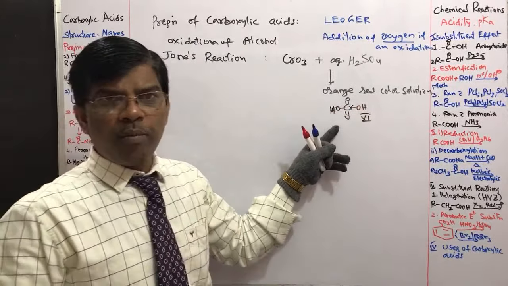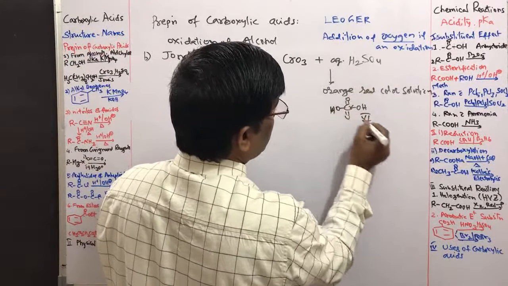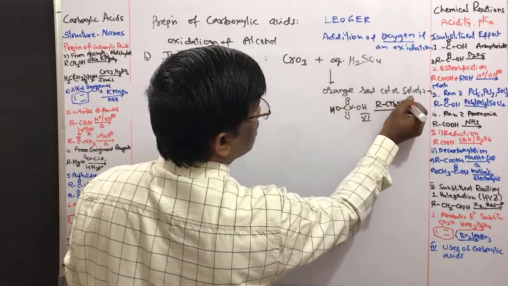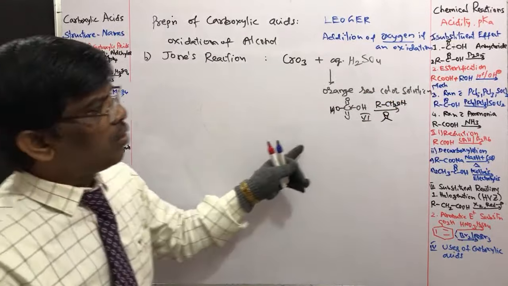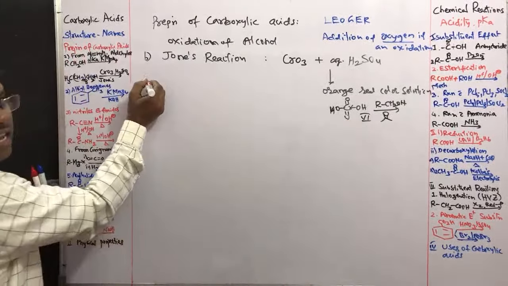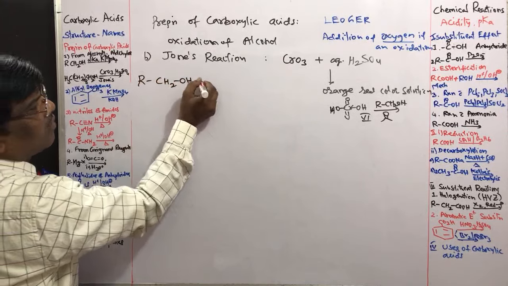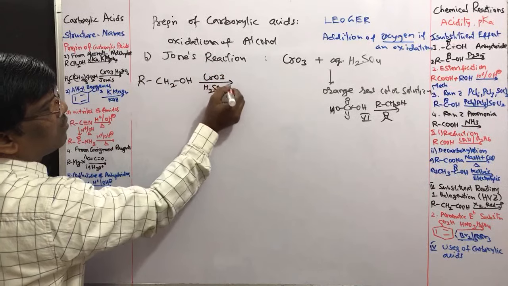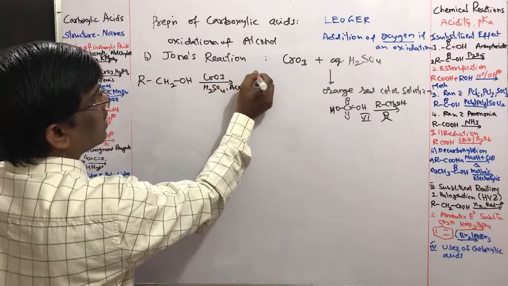This chromium trioxide or chromic acid solution is going to be added to alcohol, with acetone as the solvent. Yes, students. So primary alcohols in Jones reaction, this is the active species. In reactions, you will get like this: R CH2OH, primary alcohol, chromium trioxide, sulfuric acid in presence of acetone. You are going to get acids.